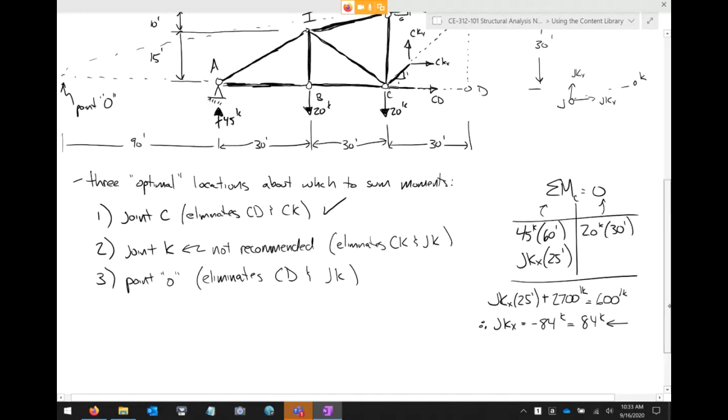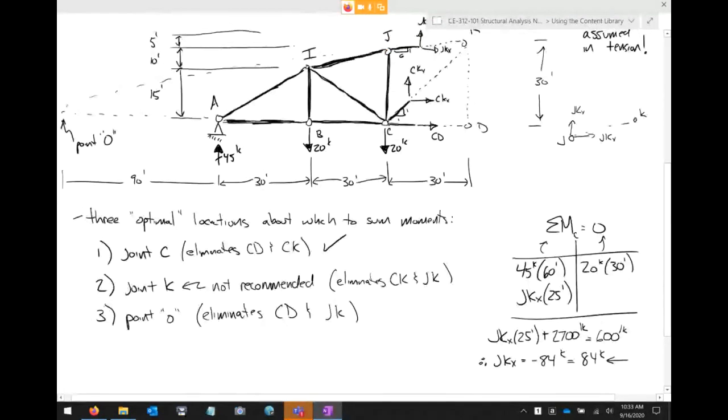Okay. All right. Now let's go back to our diagram. First off, whenever you have a diagonal component, one of the diagonal components, immediately solve for the other. It doesn't matter if it's method of joints or method of sections. When you have one, solve for the other. So I have JKX. I'm going to go ahead and solve for JKY.